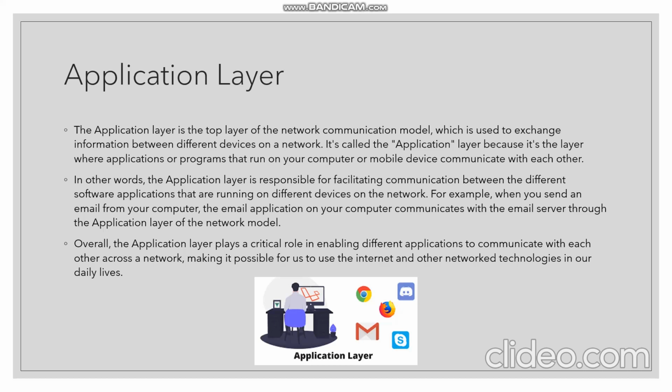In other words, the application layer is responsible for facilitating communication between the different software applications that are running on different devices on the network. For example, when you send an email from your computer, the email application on your computer communicates with the email server through the application layer of the network model. Overall, we can say that the application layer plays a crucial role in enabling different applications to communicate with each other across a network, which makes it possible for us to use the internet and other network technologies in our daily lives.